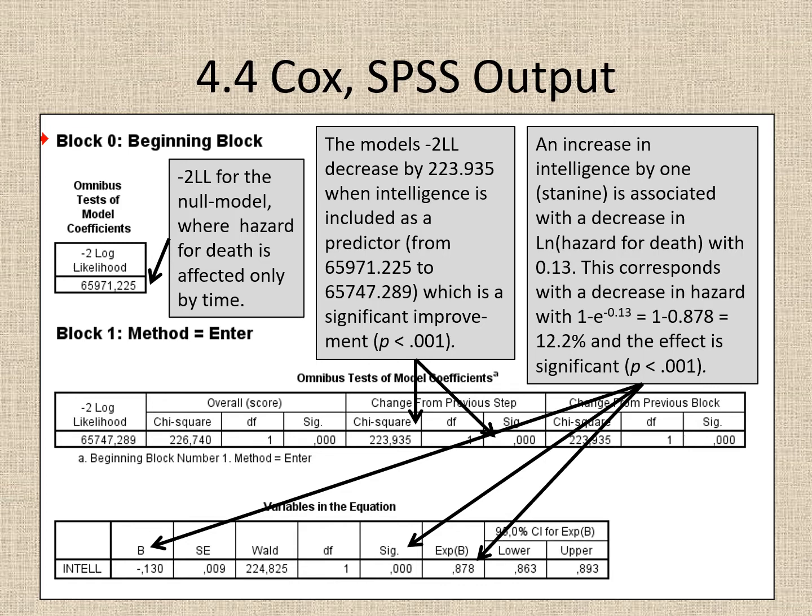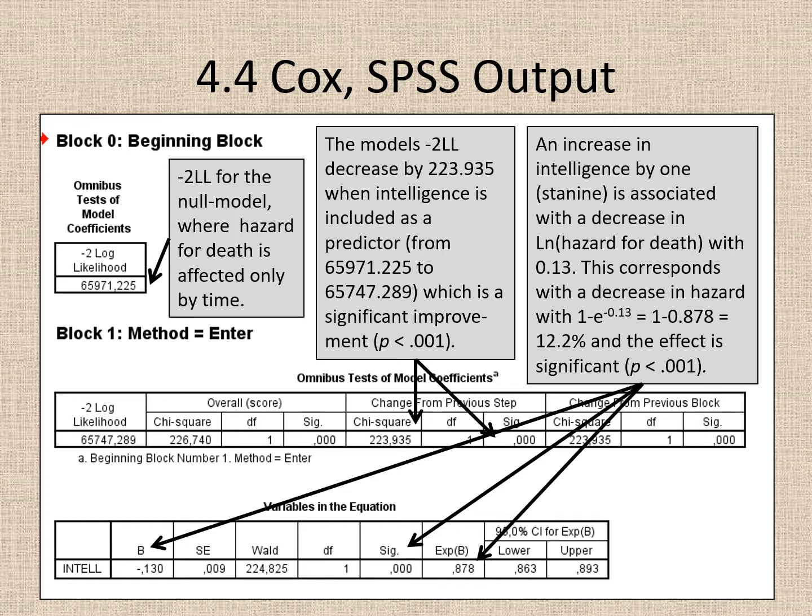1 degree of freedom. Is it worth that sacrifice? Yes. A chi-square value of 224 with 1 degree of freedom is significant beyond imagination. On the 5% level, the limit is 3.84 for a chi-square value. So this is very significant. How do we interpret that? A model with intelligence as predictor is significantly better at predicting the hazard for death compared with a model with no predictors.